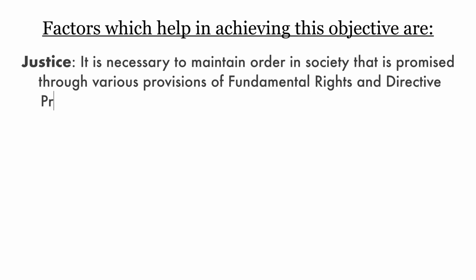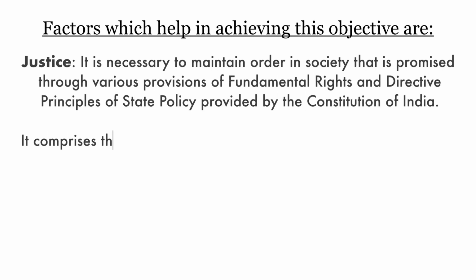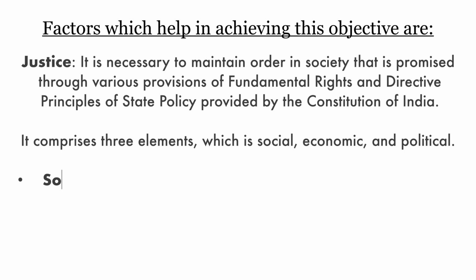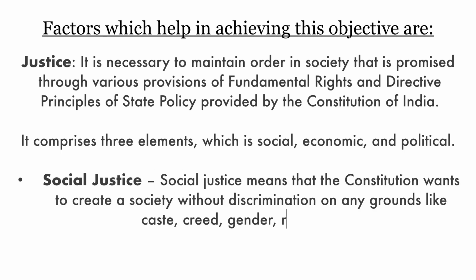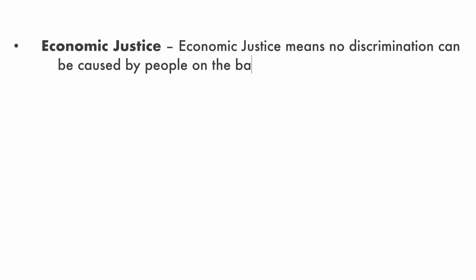Number one, justice. It is necessary to maintain order in the society and it is promoted via provisions of fundamental rights and DPSP provided by the Constitution. It comprises three elements: social justice, economic justice and political justice. Social justice का मतलब है the Constitution wants to create a society without any discrimination on the grounds like gender, caste, etc.